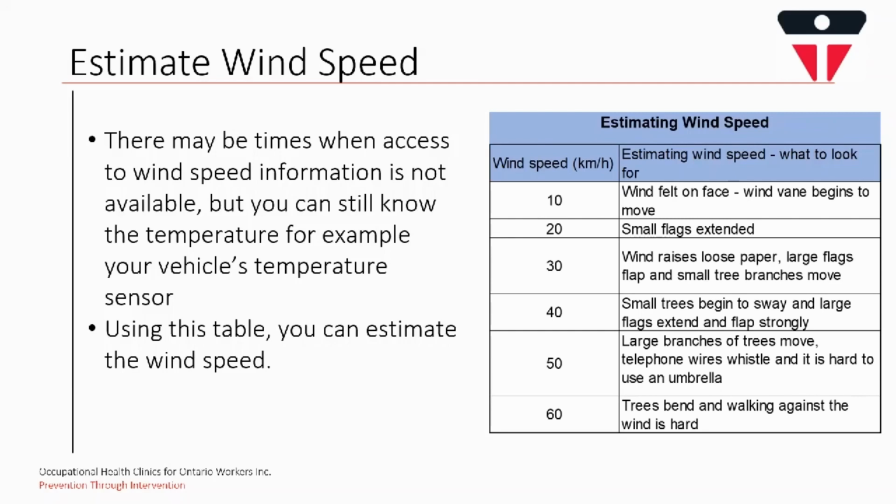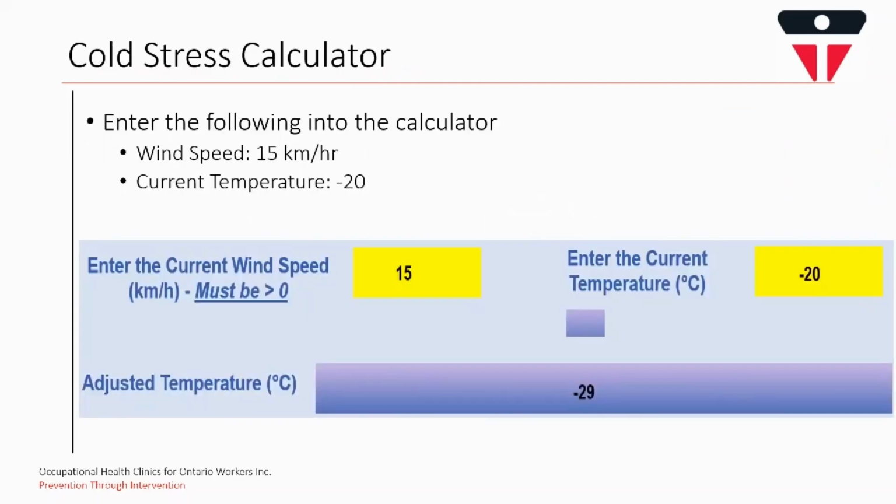So when we open up and use the calculator, what we would do is put a wind speed of 15 kilometers an hour, and let's say it's minus 20 degrees outside. This would give us an adjusted temperature of minus 29 degrees. So minus 20 with a wind speed of 15 kilometers an hour means we have a wind chill of minus 29.